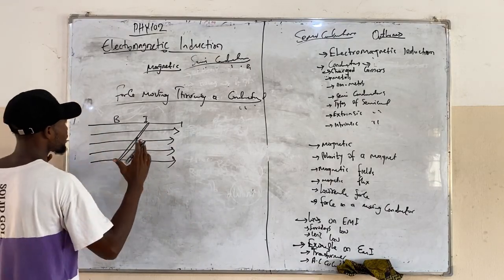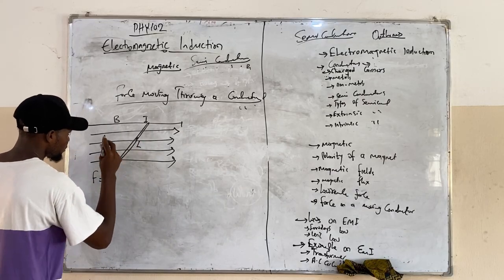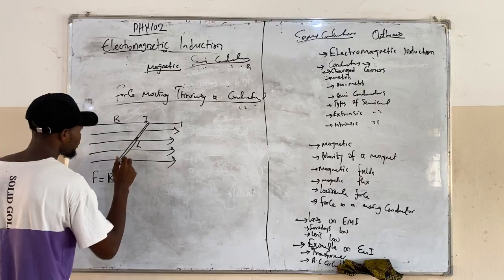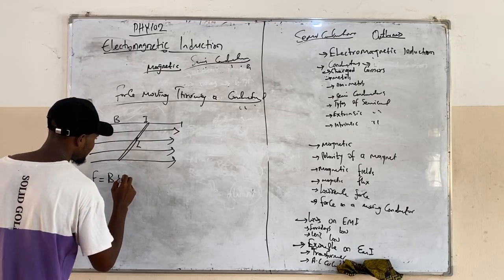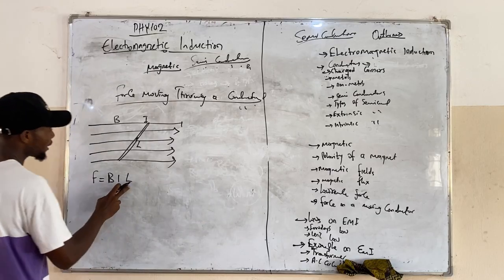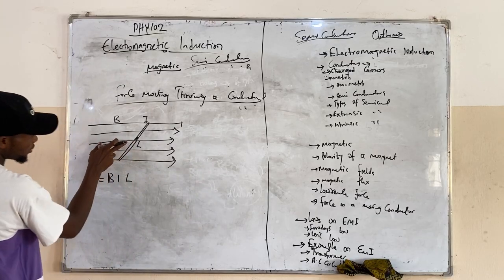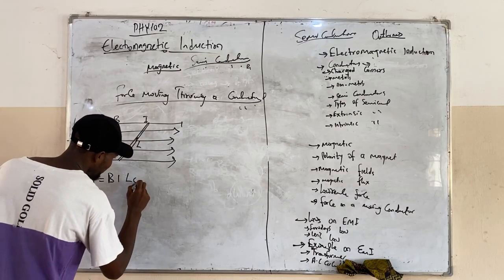Let's bring this up together. We'll see how F is equals to what? First one is B, right? The second one is what? I. The second one is L. As the magnetic field, the current, and the length. So the length obtained. Then the angle. There's an angle. Don't forget, there's an angle here. Now bring this sine theta.